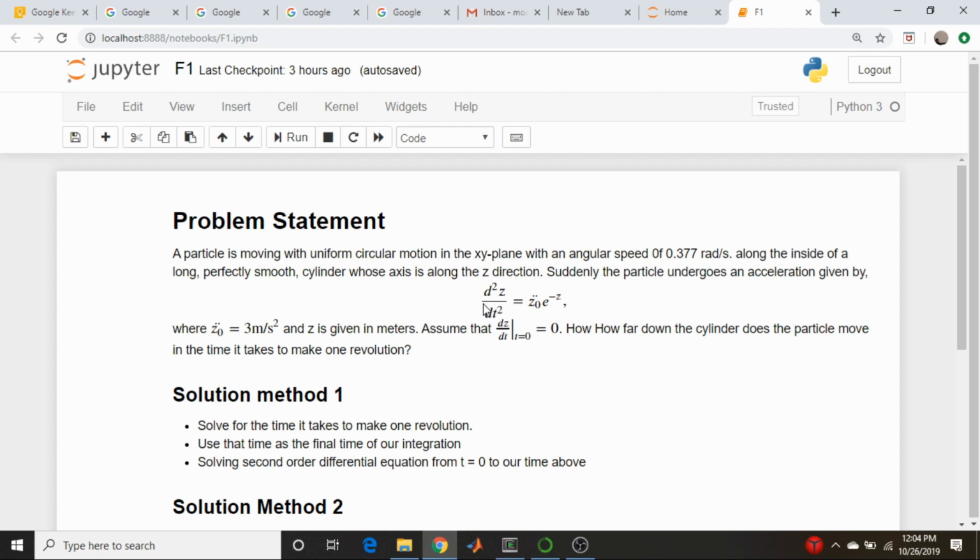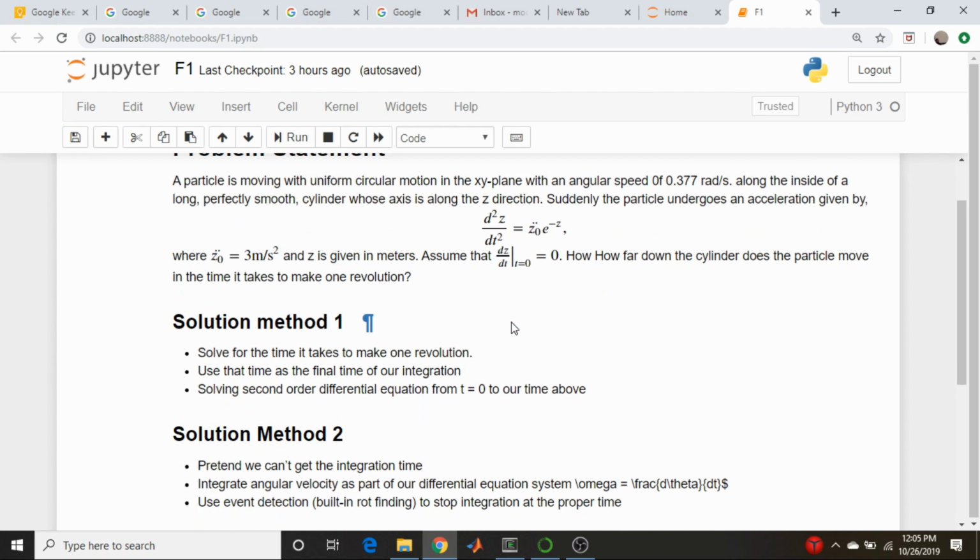The acceleration along the z-axis is given by some constant times e to the minus z. So we're given the amplitude here, this z double dot naught term, this amplitude of the acceleration, and we're told that the initial velocity in the z direction is 0. And we're asked to figure out how far it goes in that z direction in the time it takes to make one rotation. So we're going to solve this in two ways.